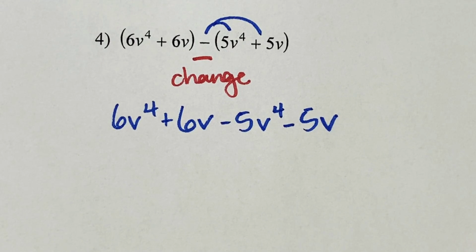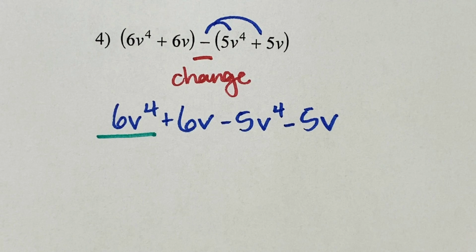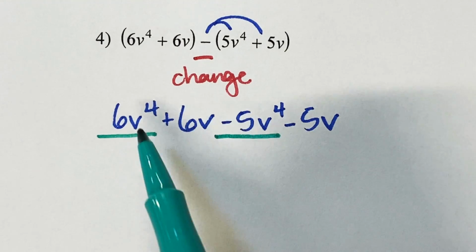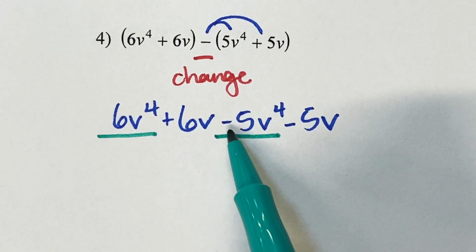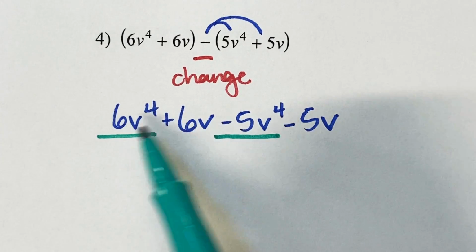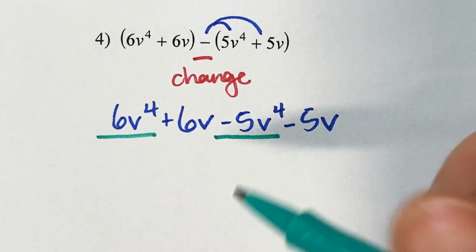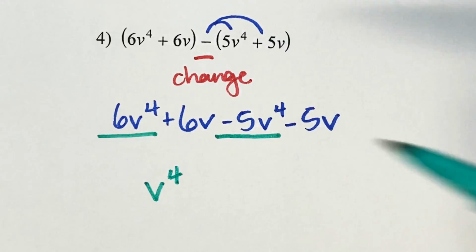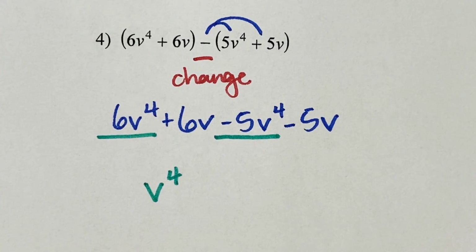Now we can see if there are any like terms that we can combine. Let's look at our first term, 6v to the fourth. Where is my other term, if there is one, with v to the fourth? I see one right here, negative 5v to the fourth. So what is 6v to the fourth minus 5v to the fourth? 6 minus 5 is going to give me just 1v to the fourth, so we can just write v to the fourth.